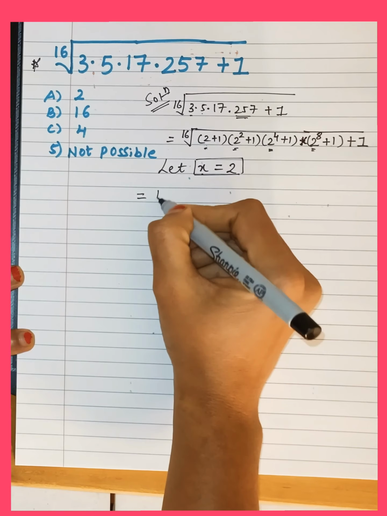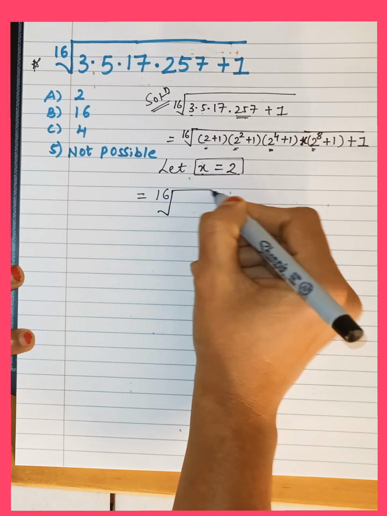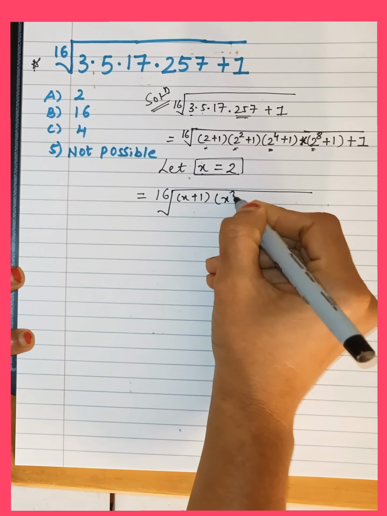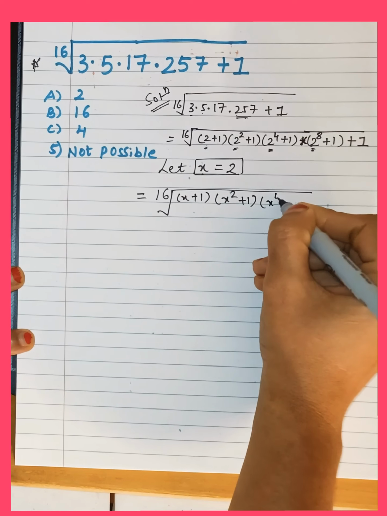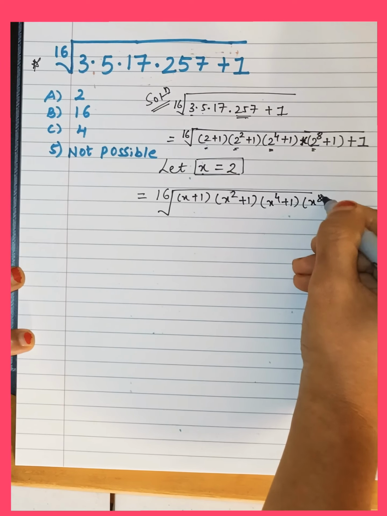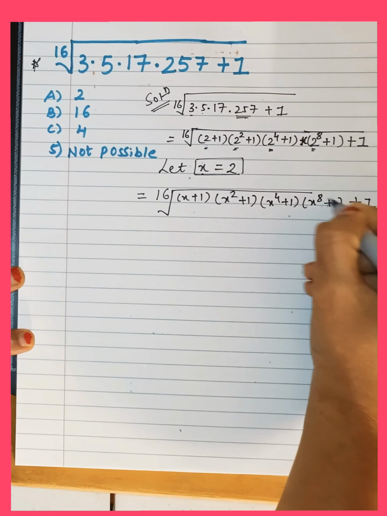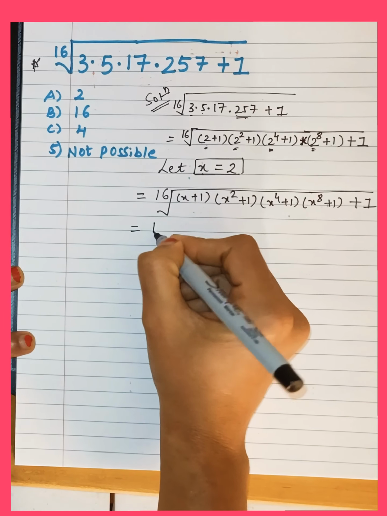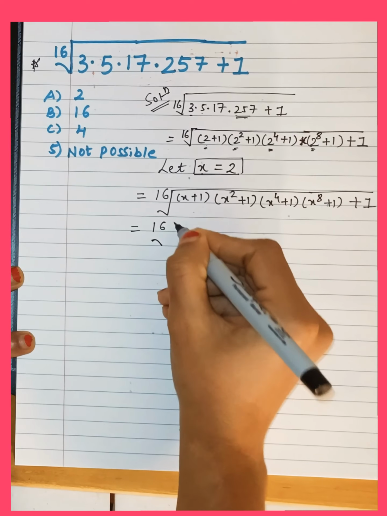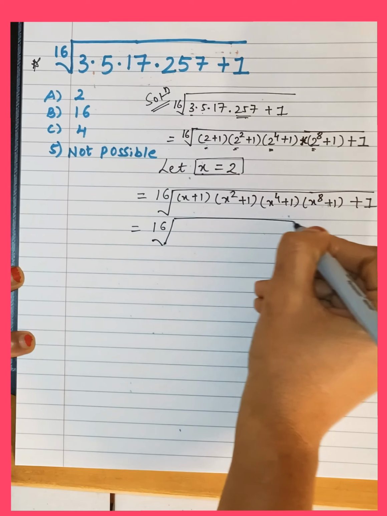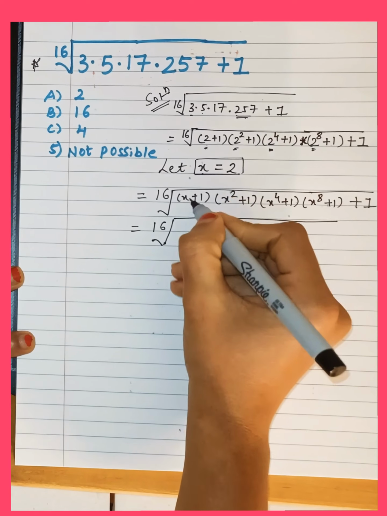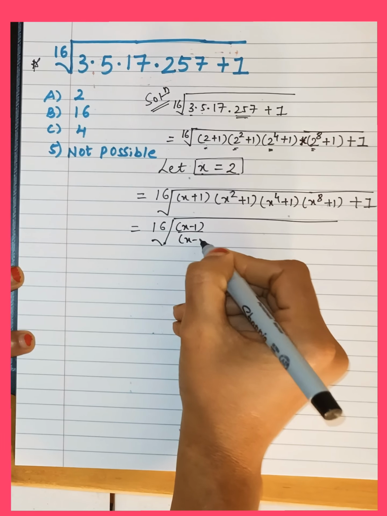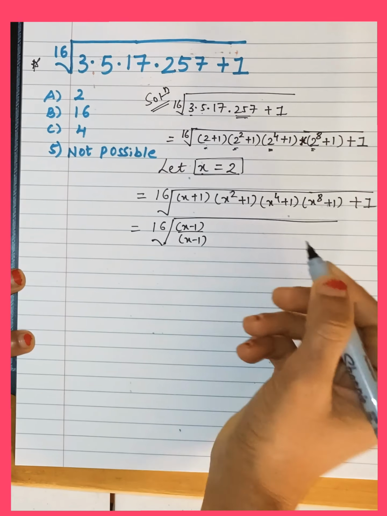So this will be equal to the 16th root of, in place of 2, we are writing x: (x plus 1)(x squared plus 1)(x raised to 4 plus 1)(x raised to 8 plus 1), and this plus 1 at the end will be as it is. Now further, what can we do? Let's multiply and divide this whole part by x minus 1.